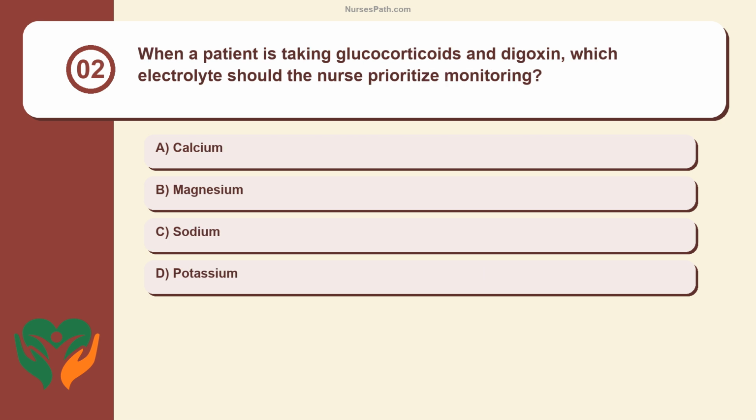Question 2. When a patient is taking glucocorticoids and digoxin, which electrolyte should the nurse prioritize monitoring? Calcium, magnesium, sodium, potassium.